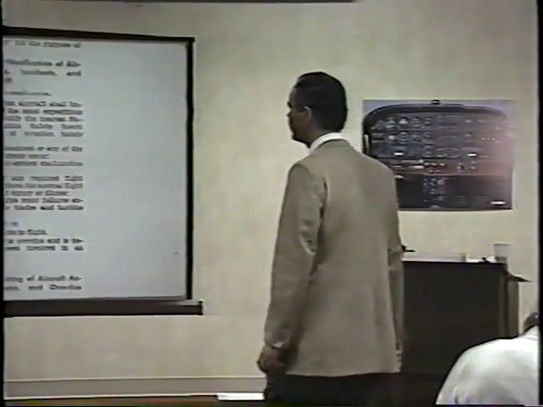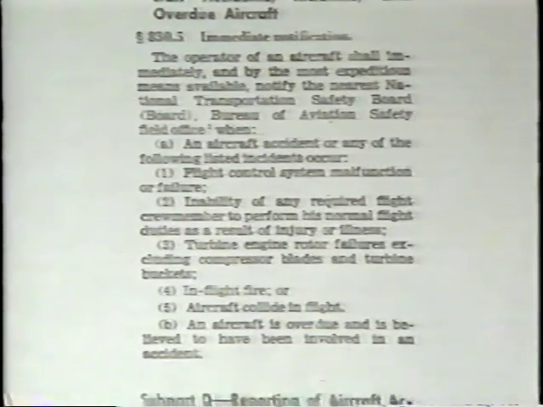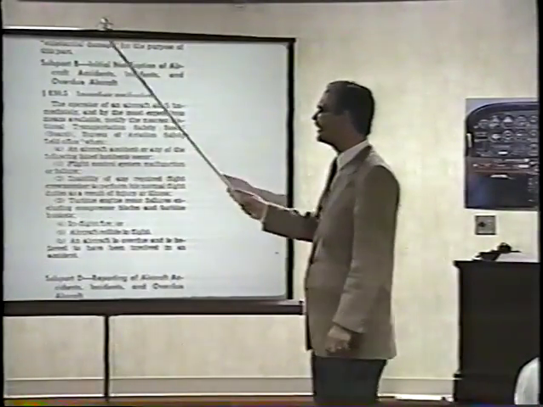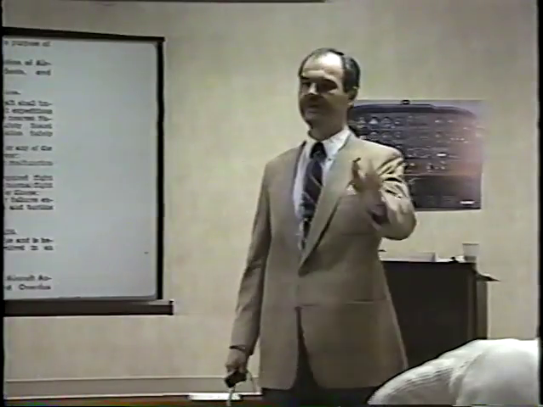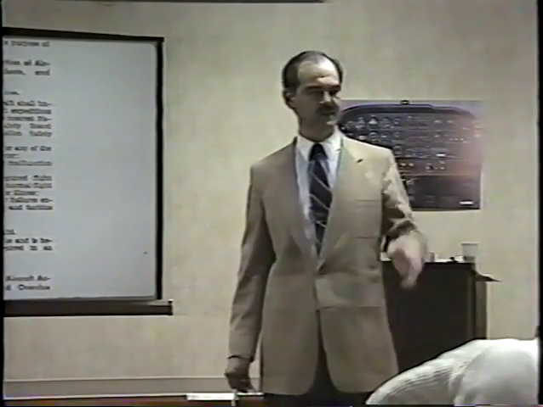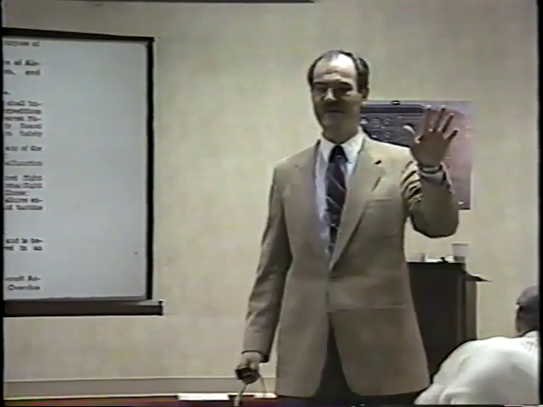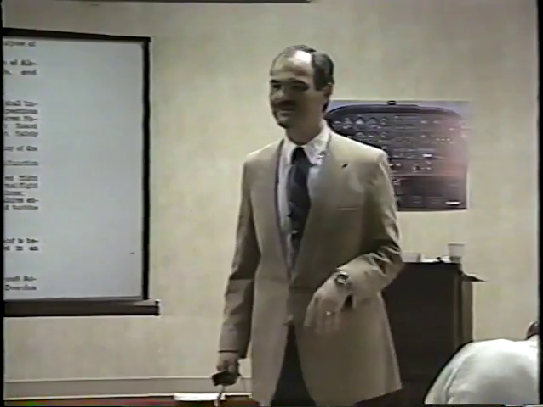Now, it tells us over here, initial notification. Tell me this, class. When do you think the FAA or the NTSB wants to hear about an accident? Immediately. That's the answer. How soon do you notify? Immediately. The operator of an aircraft shall immediately, and by the most expeditious means available, notify the NTSB Bureau of Aviation Safety Field Office when an aircraft accident, or in fact any of the following incidents occur. So if you're in an accident, the first thing you're supposed to do, say, get me to a phone. I got to call the NTSB. You're supposed to call them right away.